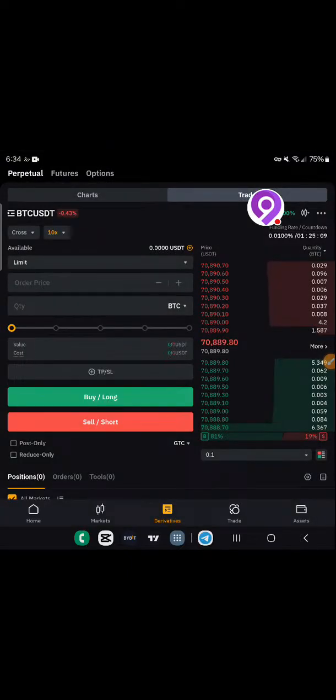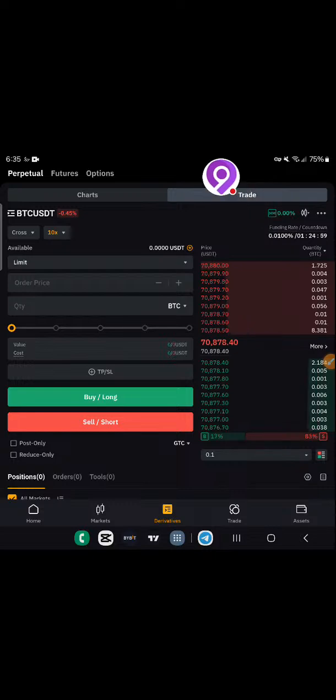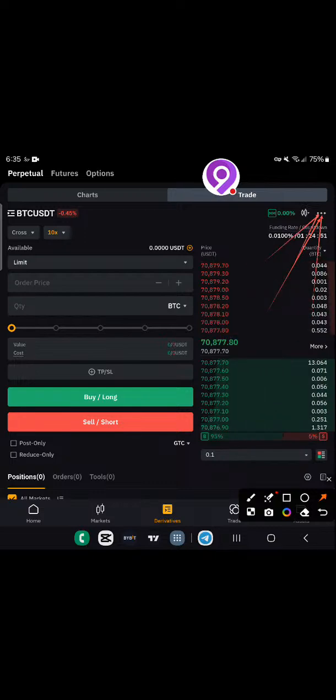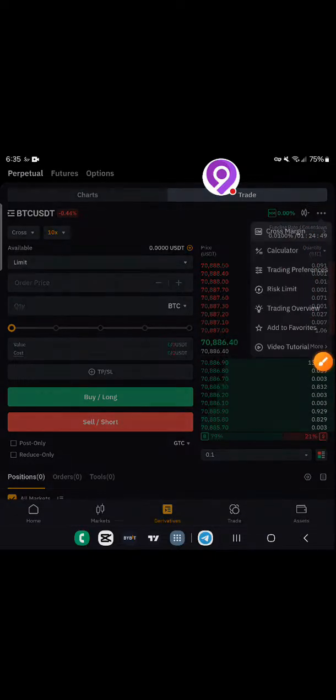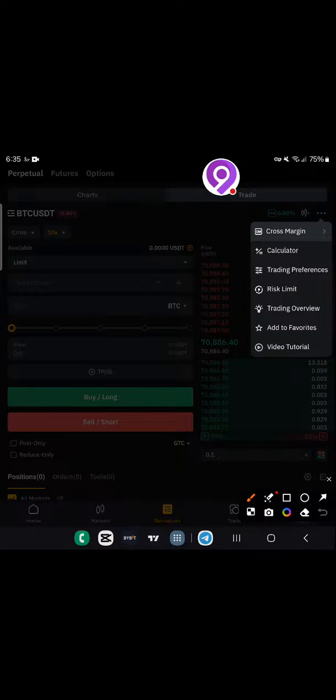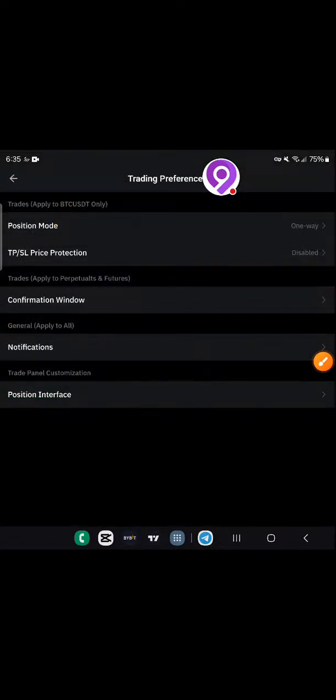Now for futures, I will advise you to follow this step I'm going to show you. Click on this button, these 3 dots. Can you see that? Just click on these 3 buttons. After clicking, click on trading preferences. Yeah, so here you can see that position mode is set to one way.